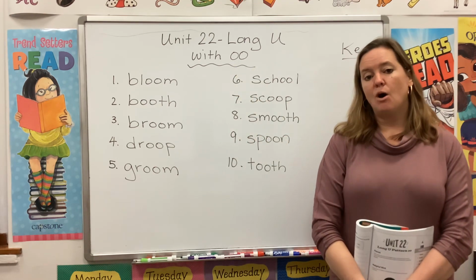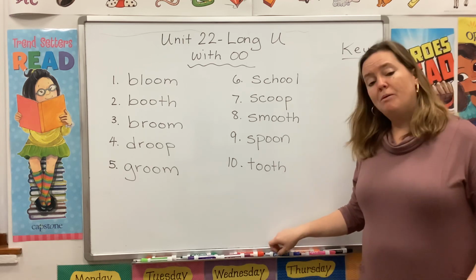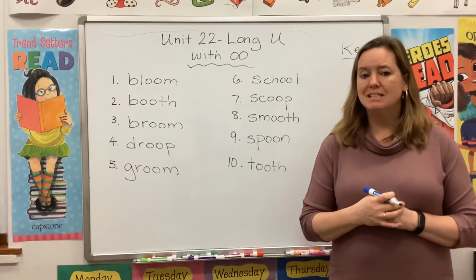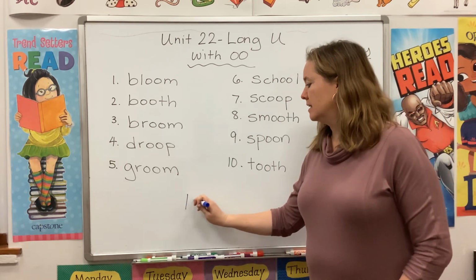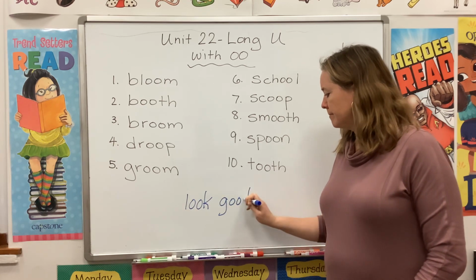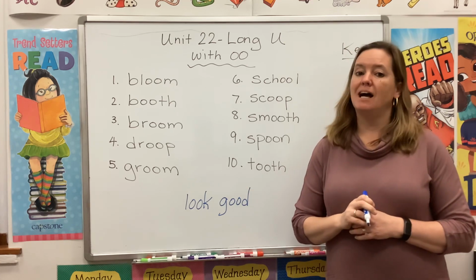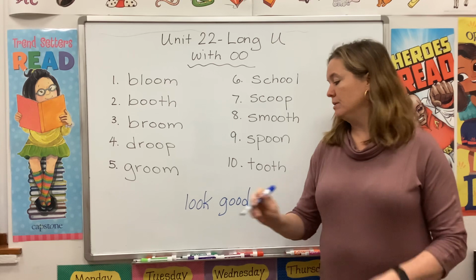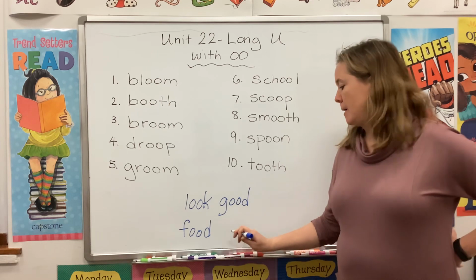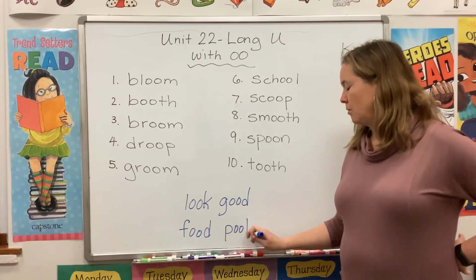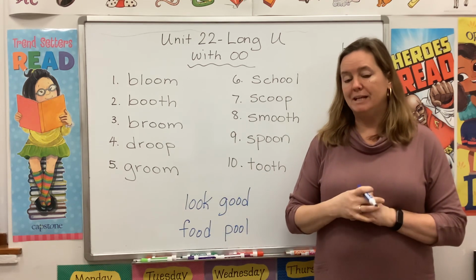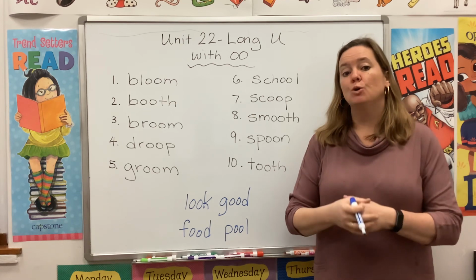Now you have seen OO before, and you probably already know that OO has two sounds. Sometimes it says the short sound in words like look or good. But today we're focusing on the other sound, the oo sound that we see in words like food or pool. Okay, so if you take a quick look at our list, you'll notice they all have OO in the middle, and that OO says oo.